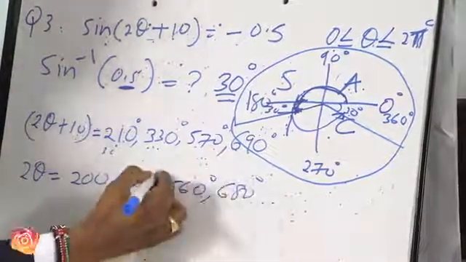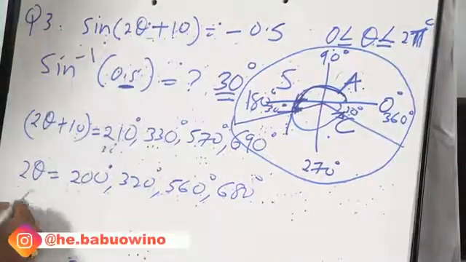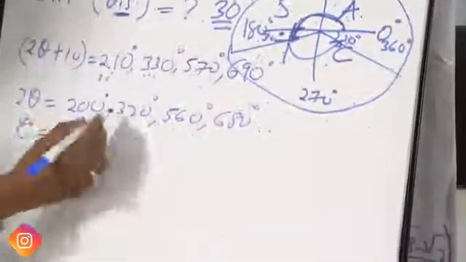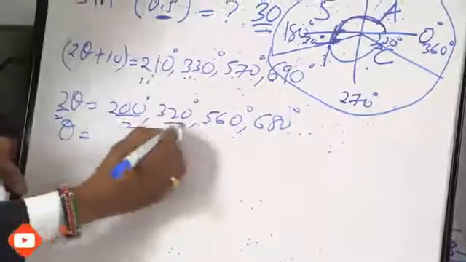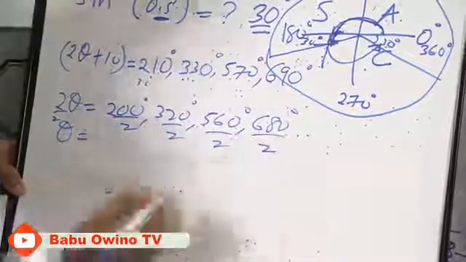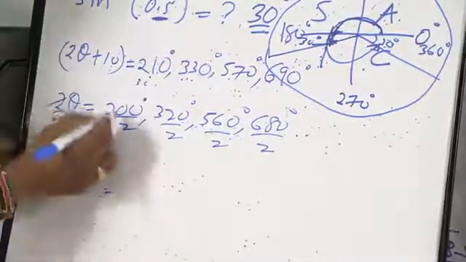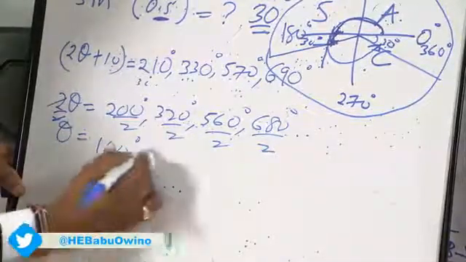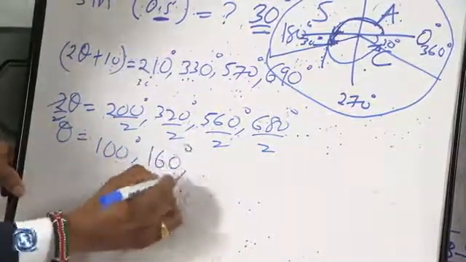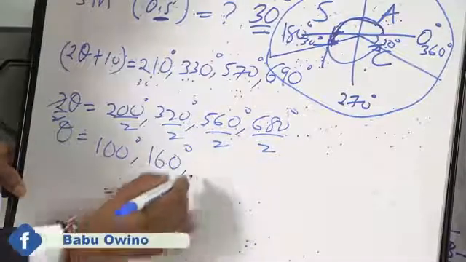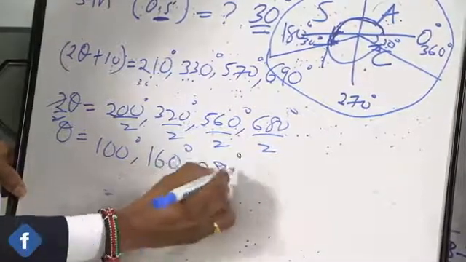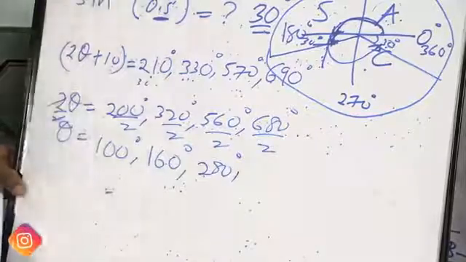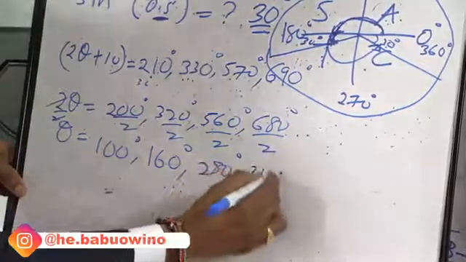They are in degrees. Therefore, theta is equal to, divide everything by 2: 2 into 200, 100 degrees. 2 into 320 is 160 degrees. 2 into 560 is 280 degrees. And 2 into 680 is 340 degrees.